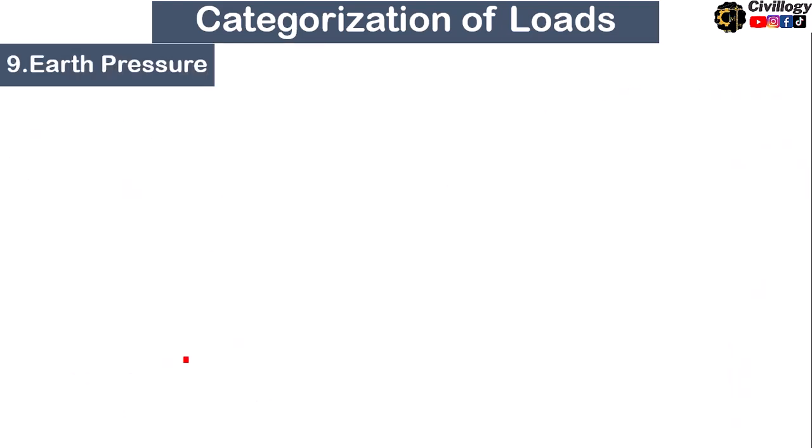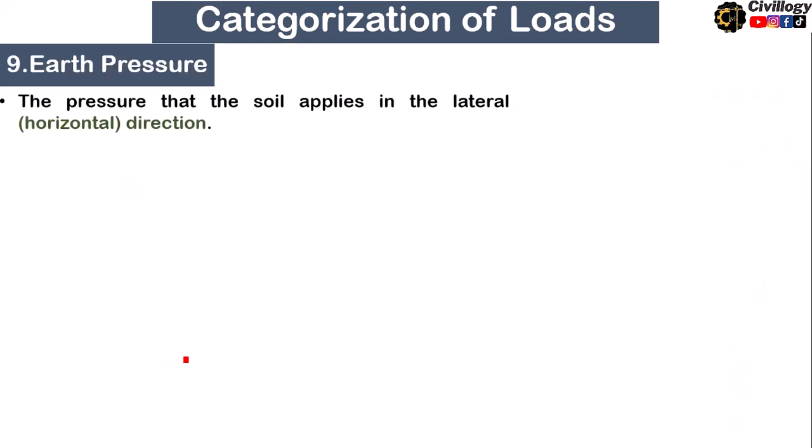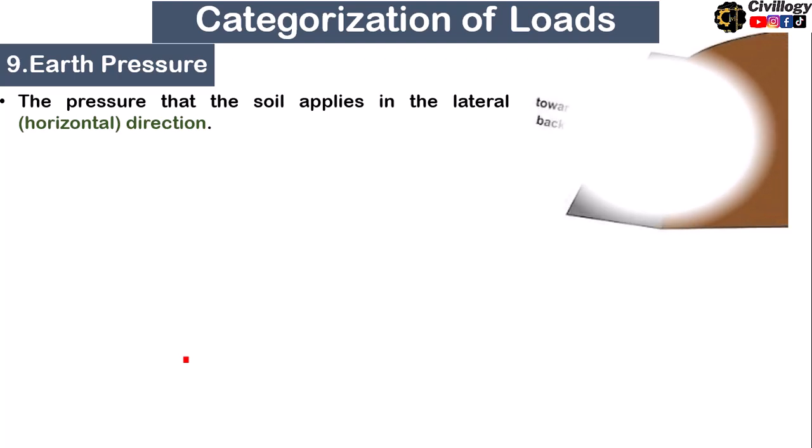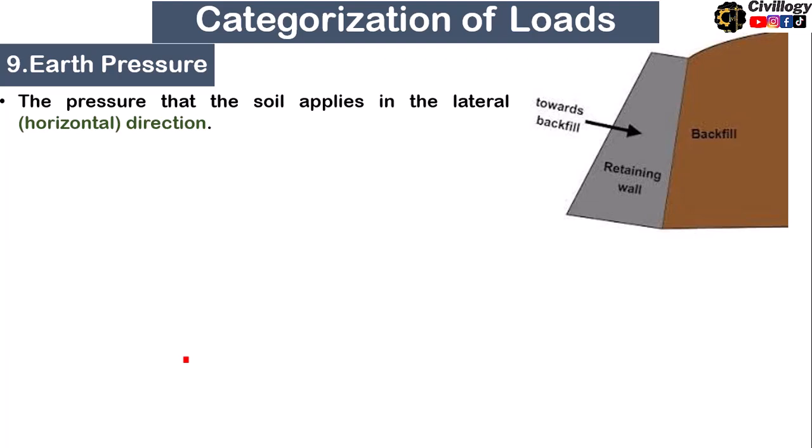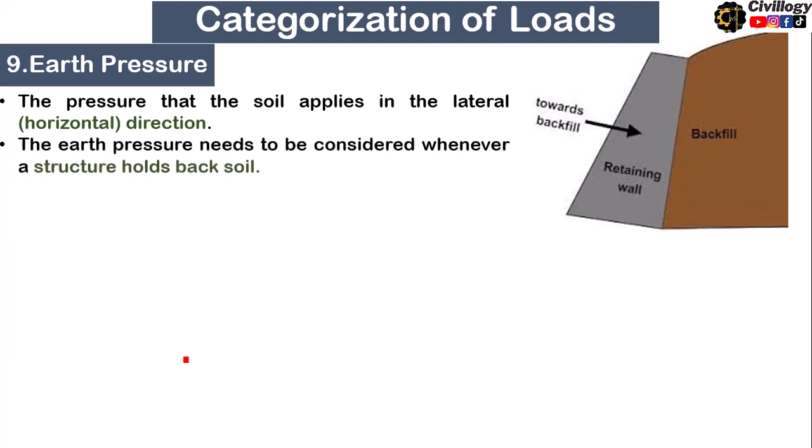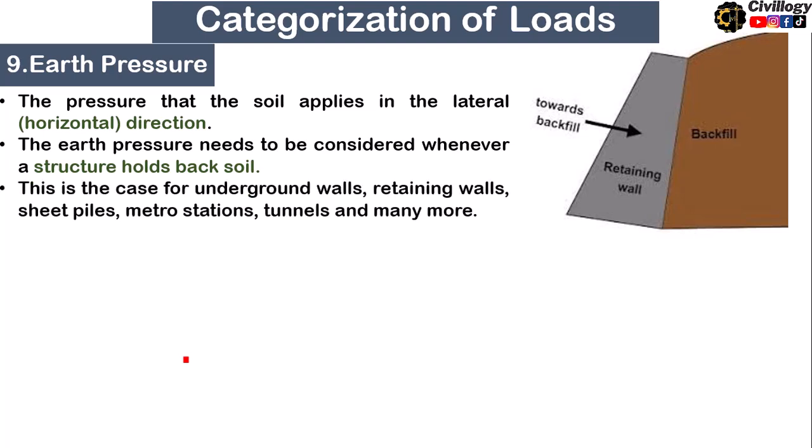The ninth type of load is earth pressure. The pressure that the soil applies in the lateral, or you can say horizontal direction, as you can see over here in the picture. The earth pressure needs to be considered whenever a structure holds back soil. This is the case for underground walls, retaining walls, sheet piles, metro stations, tunnels, and many more.